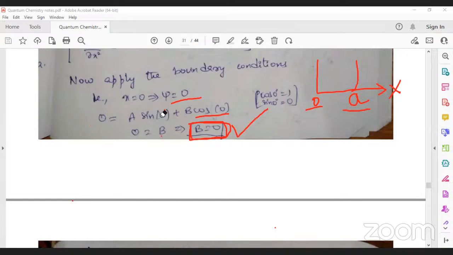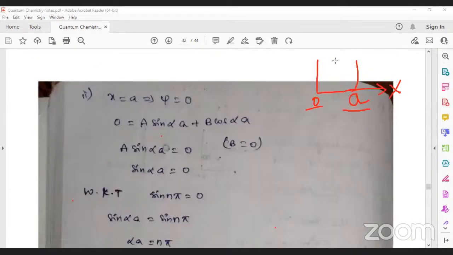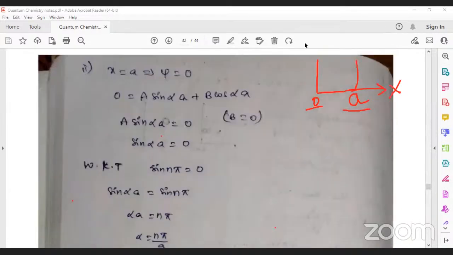Similarly, the second condition, that is when x is equals to a, even at that time psi becomes 0. That we'll see in the next equation. So here is the second condition, x is equals to a. We are going to substitute. When x is equals to a, the wave function becomes 0 this time also.